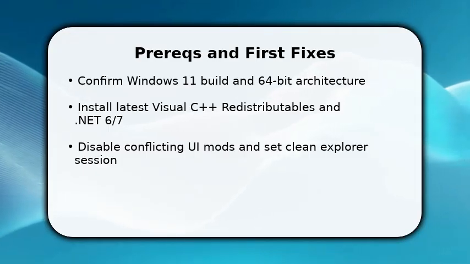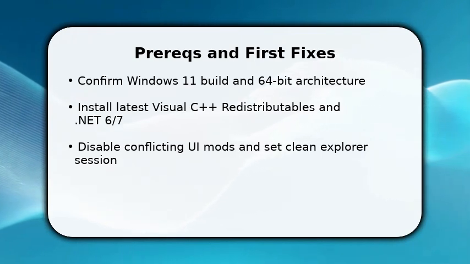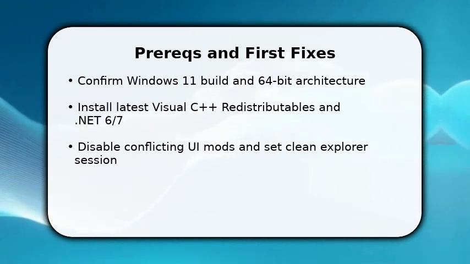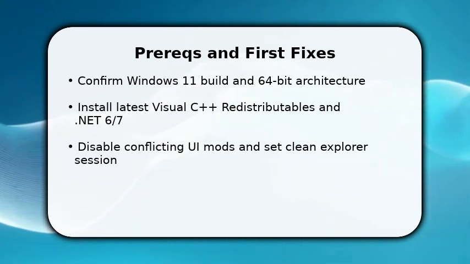You begin by verifying system compatibility. Check your Windows 11 build and that you're running 64-bit. Once confirmed, install the Visual C++ redistributables and the required .NET runtime. These libraries are why TranslucentTB often fails.